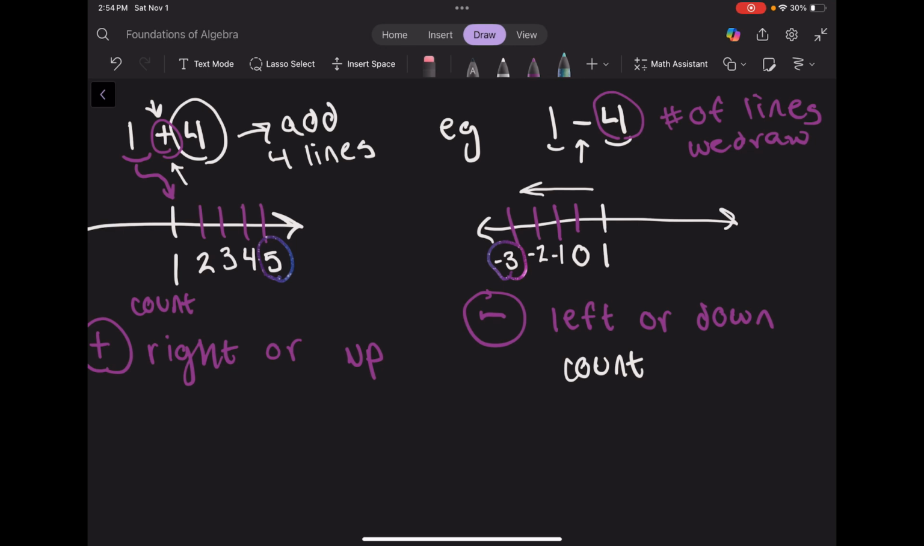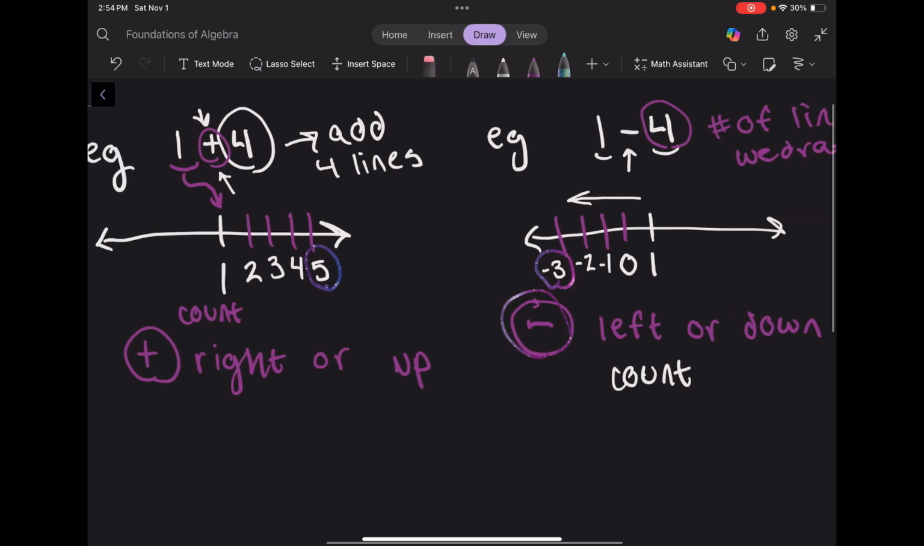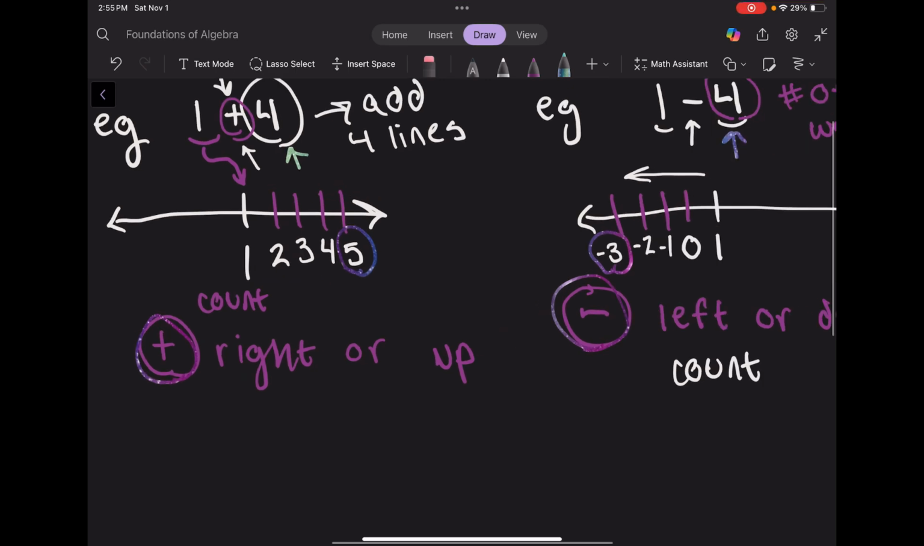So the sign, and what I mean by sign is these things right here, the sign tells you what direction you're going to move. You're either going to move right or you're going to move left. And then the number, like in these examples we have 4, the number tells you how many steps or how many lines you're going to draw. If you want to look at it as steps, let's look at the example on the left, right? This is 1 step, 2 steps, 3 steps, 4 steps.